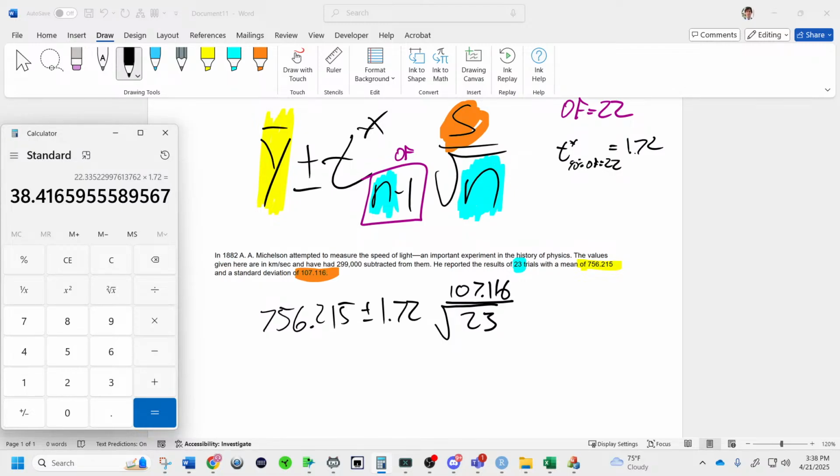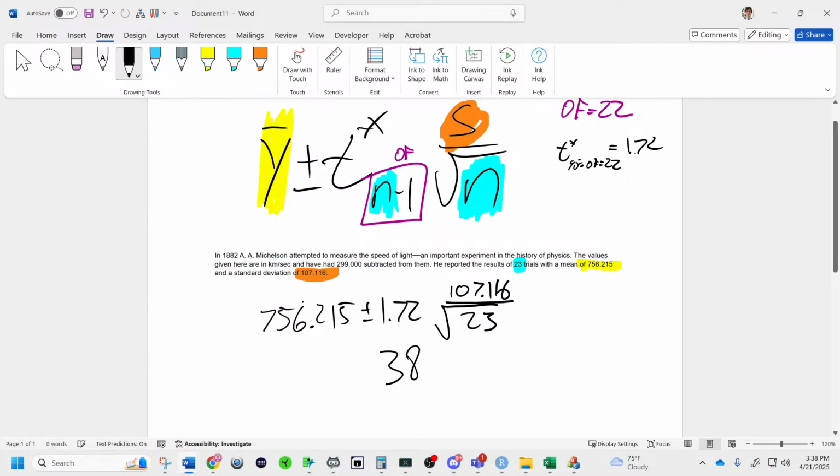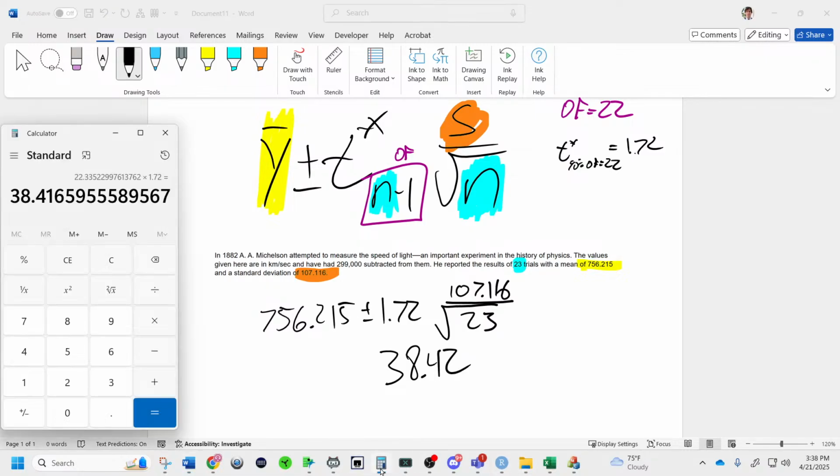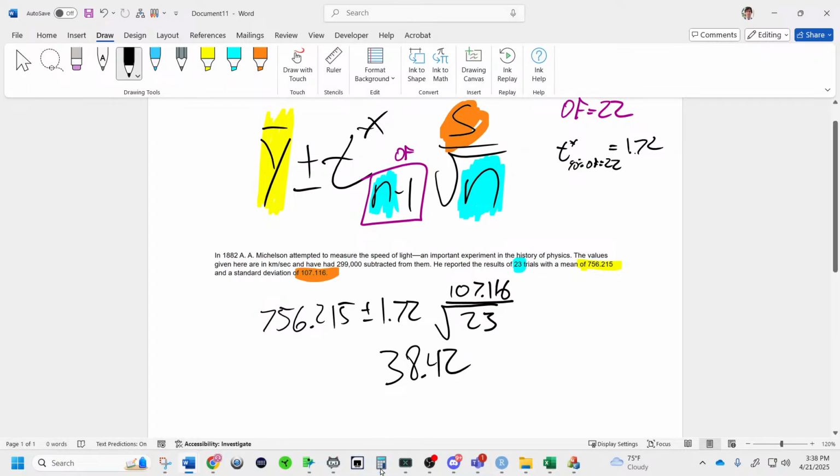Did it say how many decimals? 38.42. It's going to want one more decimal, isn't it? It's going to want one more. 1.6 or 1.7. It's ridiculous.